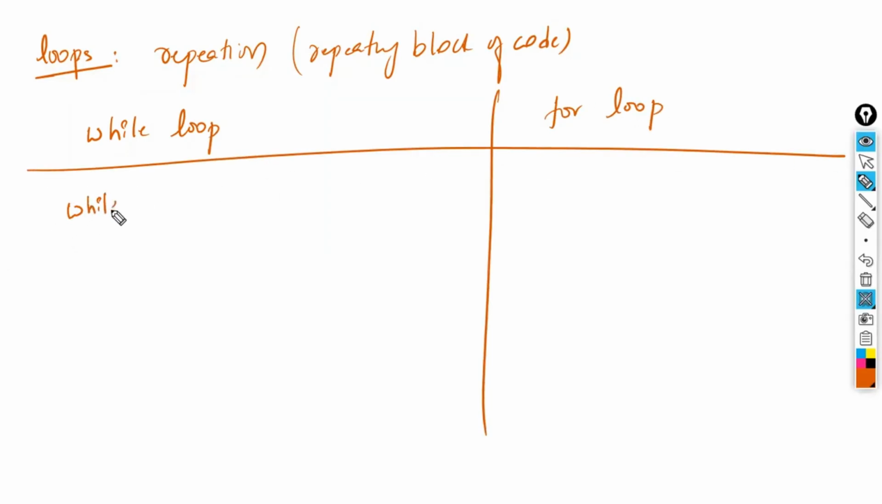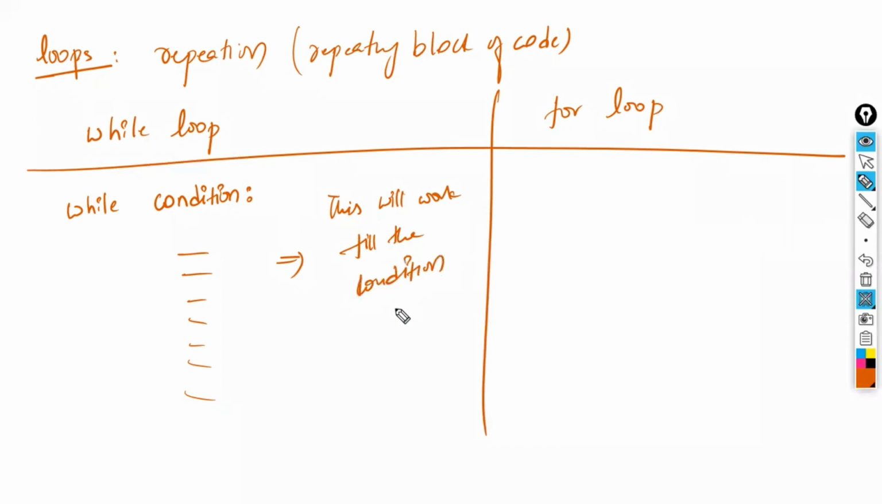In the while loop, you have to write one condition, and here the block of code. This will work till the condition is satisfied. Whatever the condition is, till the condition is satisfied, this part will work. As long as the condition is satisfied, the block of code will run multiple times.